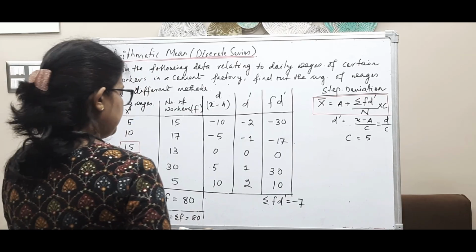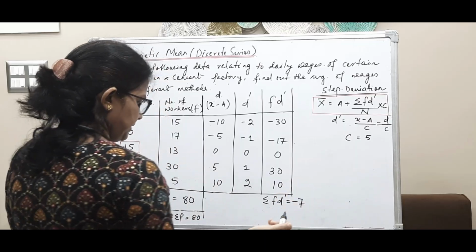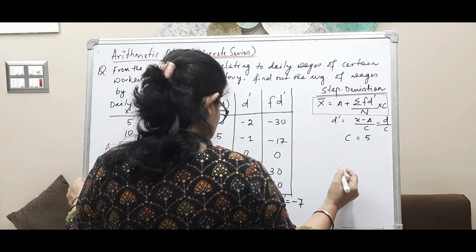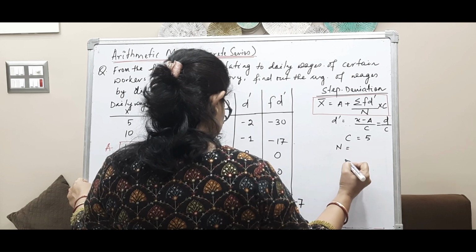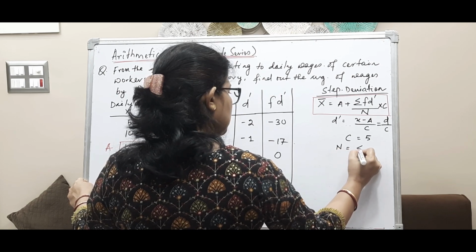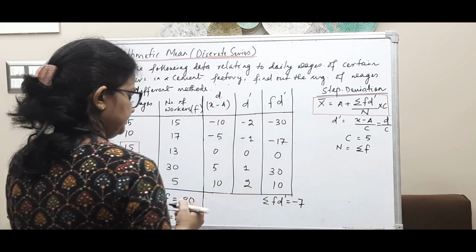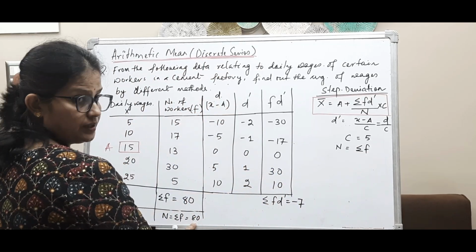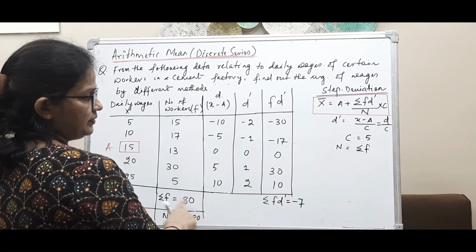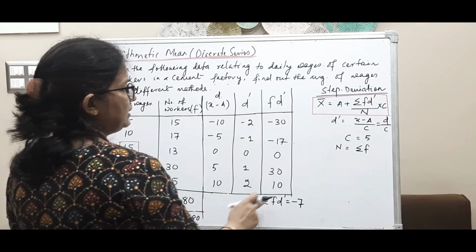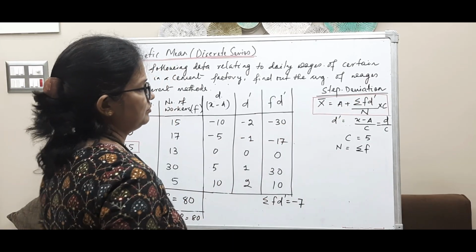What else do we need here? We need n. N is nothing but our sigma of f. Here sigma of f we got is 80, so n equals 80. Now we can put all the values into our formula.